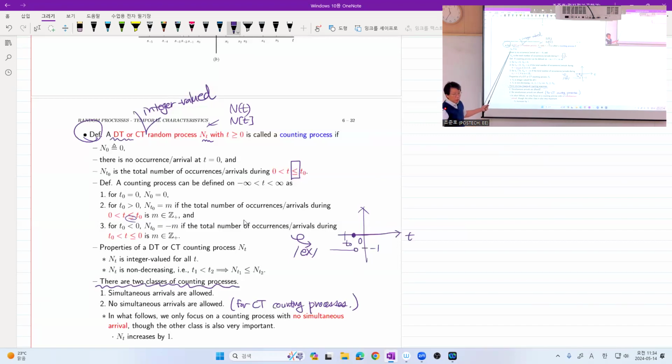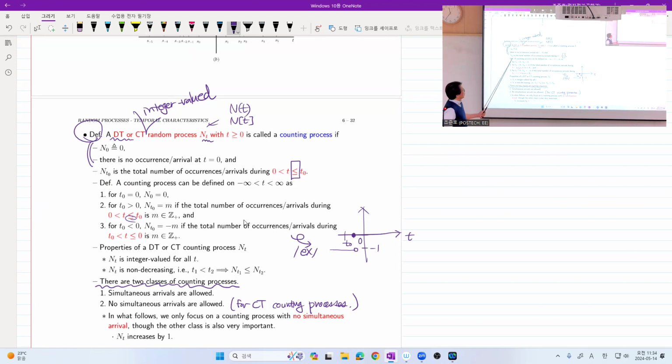First, at time 0, the value is 0. No occurrence at time t equals 0. Same thing, okay? Not exactly the same, but your reference time is 0 and there is no arrival at 0. Second, the process evaluated at some time instant is the total number of occurrences or arrivals, or something you want to define. Something arrives, so something you want to count.